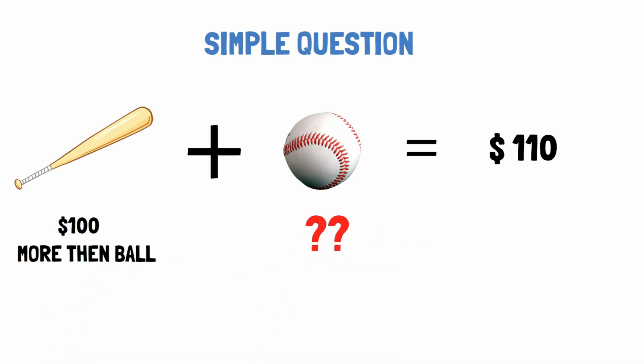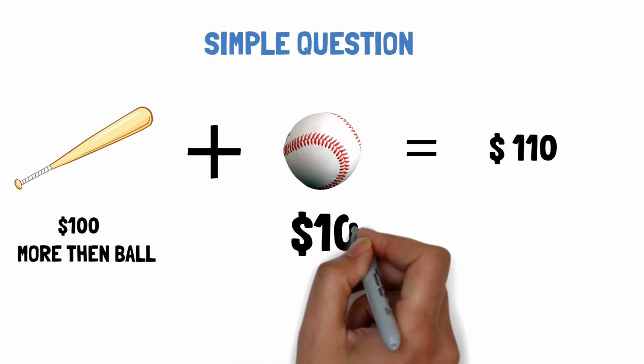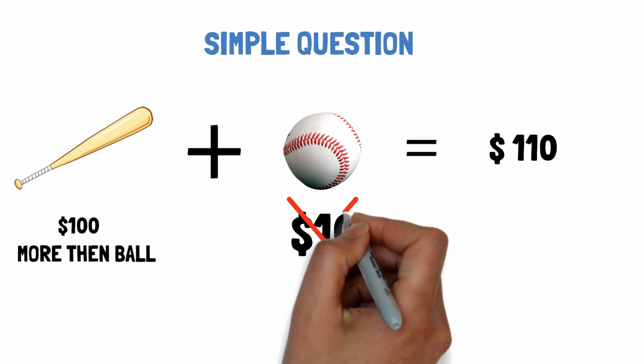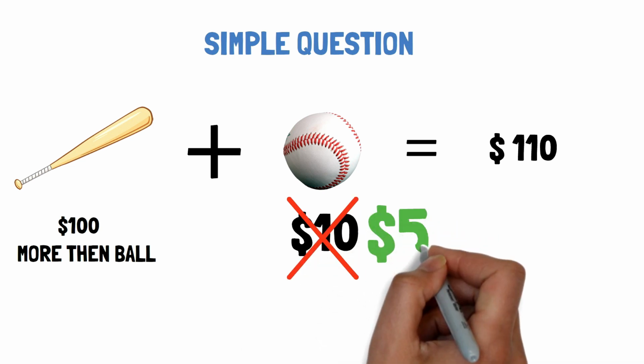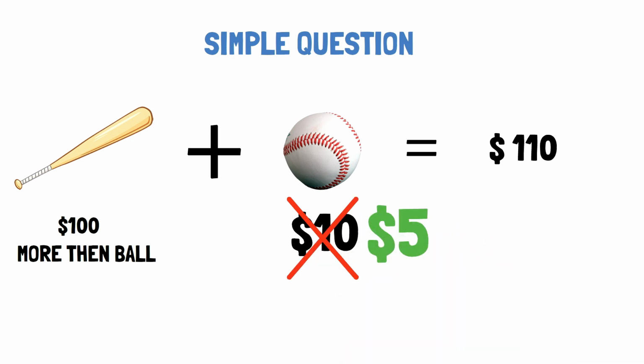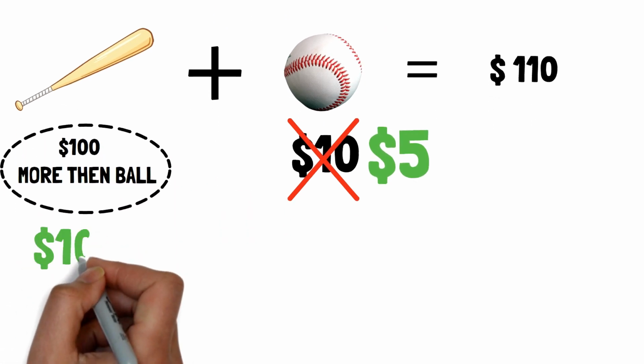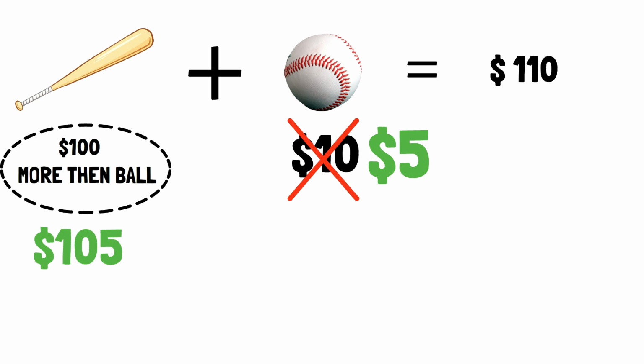And if you are an average person like me, then the answer which comes to your mind will be $10, which is absolutely wrong. Because the right answer is $5. Think a little bit more. I said the bat price is $100 more than the ball. So for $100, the ball price must be $5 and the bat price will be $105. If you think a little bit more, you will understand clearly.